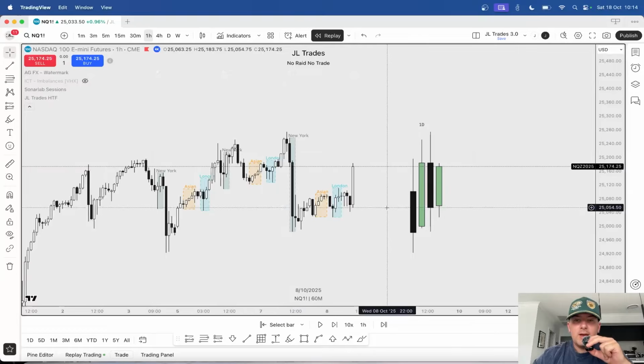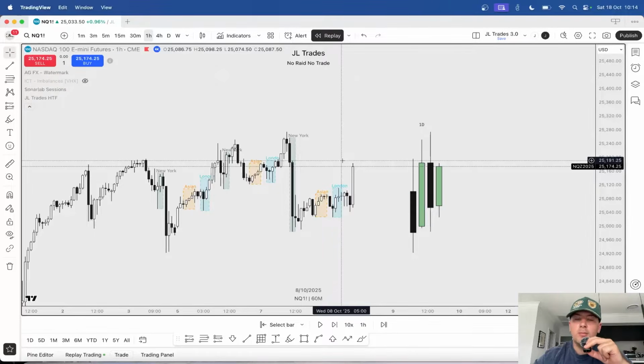So getting into this, I don't really care about bias. What's more important for me is where on the higher time frame, like the 15-minute, if I'm scalping on the 1-minute, price is likely to sweep a high or a low, or if we have a devil's mark, price is likely to go back to that.